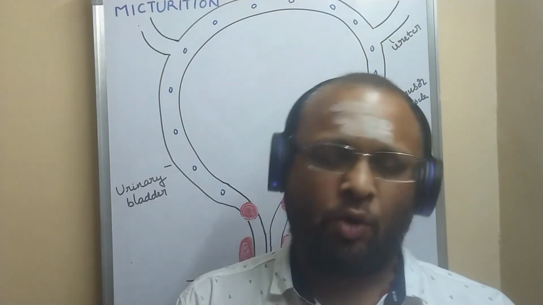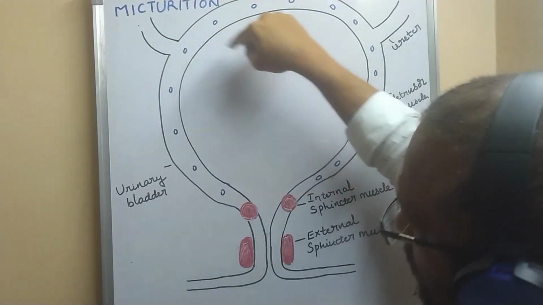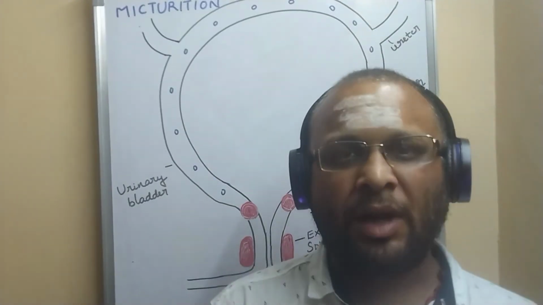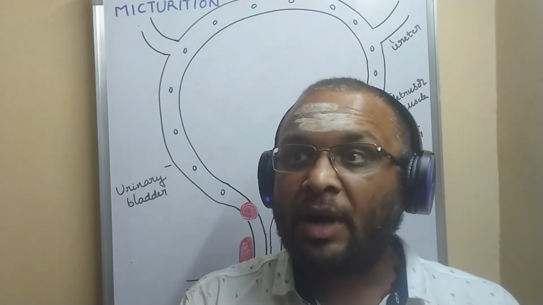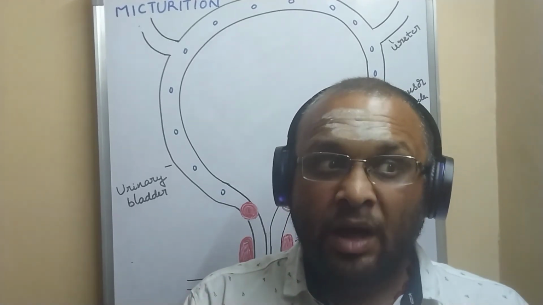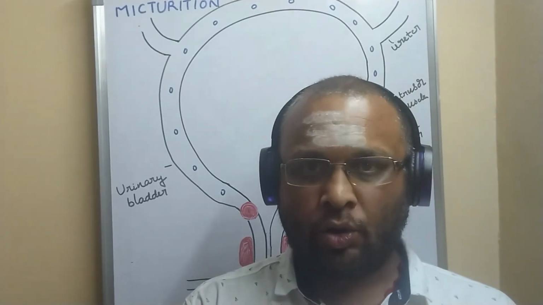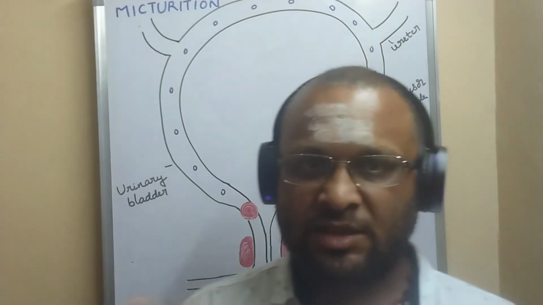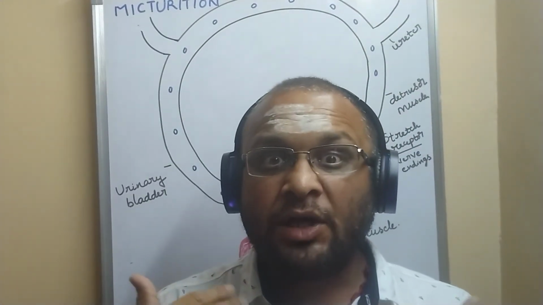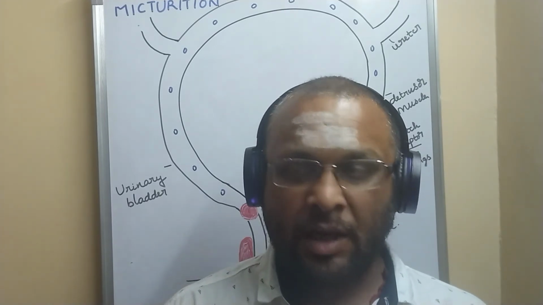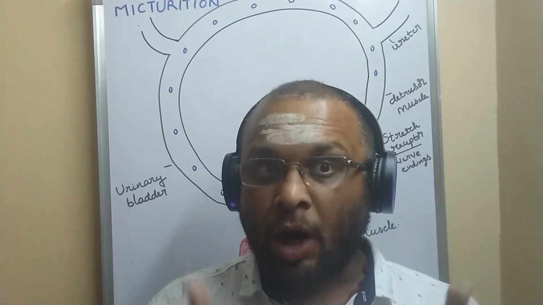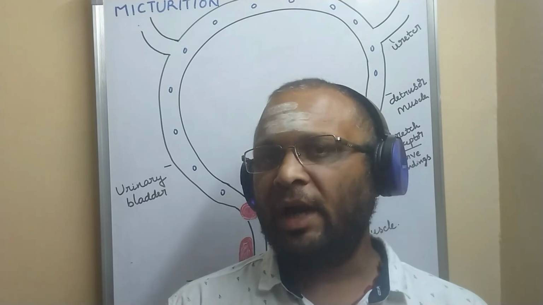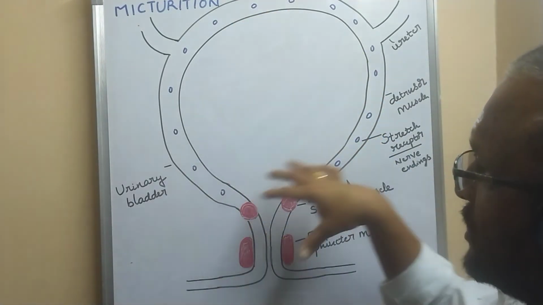Now after some time, what will happen when the urine continues to get deposited into the urinary bladder? When the urine level reaches 700 to 800 ml, the person has no chance to control the urination. Automatically the brain gives the signal to relax the external sphincter muscle, so that voluntary micturition takes place. There is no chance for the person to control urination, so he has to micturate. So this is the condition of micturition.